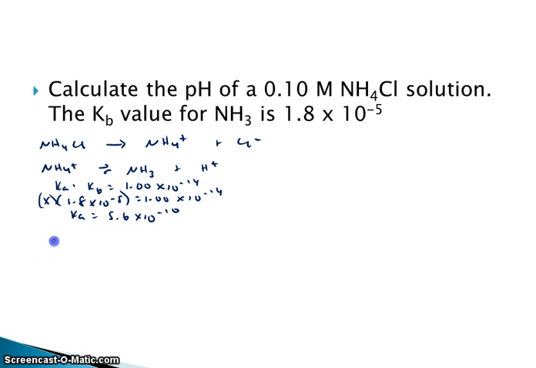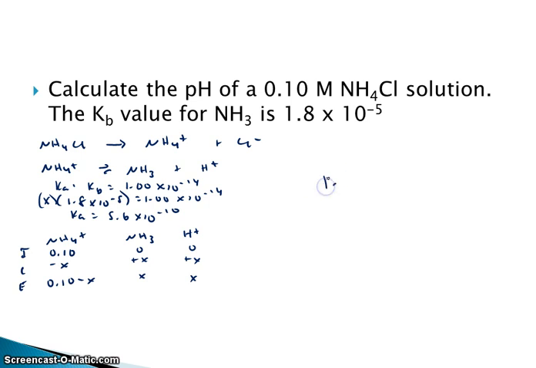Now we'll make our ice chart. So we've got ammonium, ammonia, and hydrogen. Initially, our concentration of ammonium ions is 0.10, since our salt 100% dissociates. We've got no ammonia and no hydrogen. It's a weak acid, so X amount of it will dissociate. So at equilibrium, we'll have 0.10 minus X, X, and X.